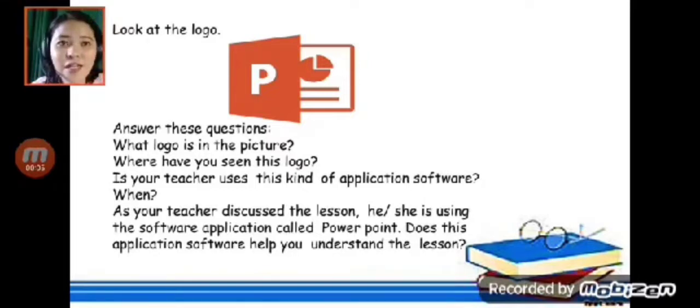Okay, children. Look at the logo. Let us now answer the questions. What logo is in the picture? Where have you seen this logo? Does your teacher use this kind of application software? When? As your teacher discusses the lesson, he or she is using the software application called PowerPoint. Does this application software help you understand the lesson? Okay, that's good.